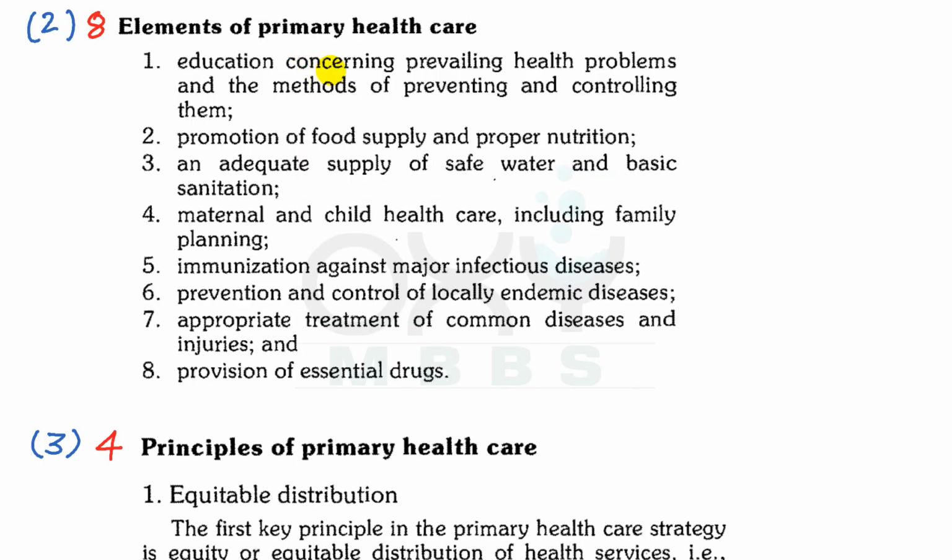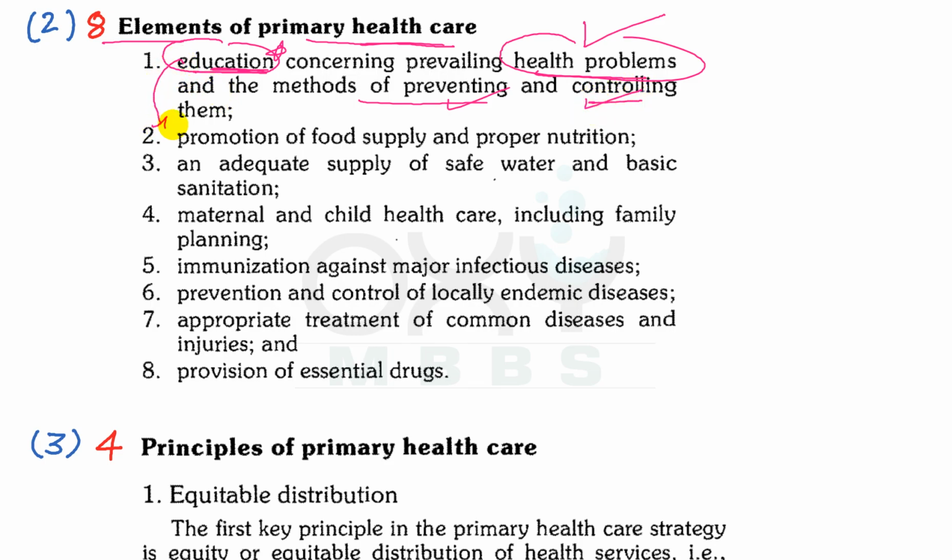Now friends, after the definition, there are 8 elements or 8 components of primary health care. So first there is education, and this is very important. Through education, the primary health care workers educate the people about common health problems and also about the methods of preventing and controlling the disease. So first the community or the society is educated about the health problems, and how these health problems can be prevented and controlled.